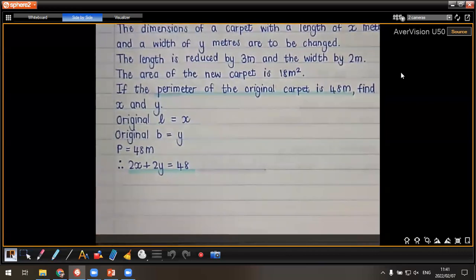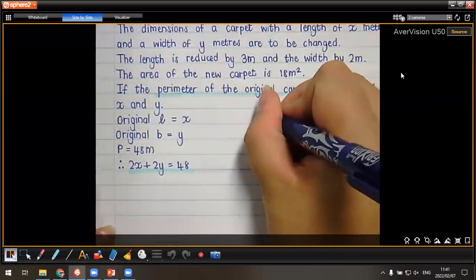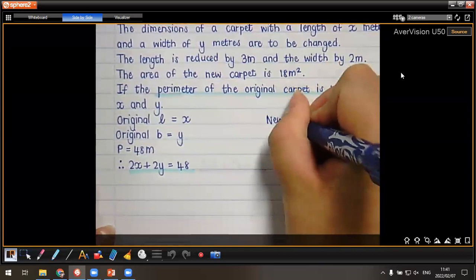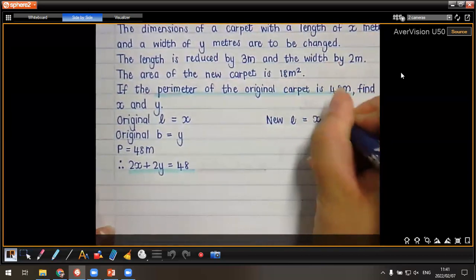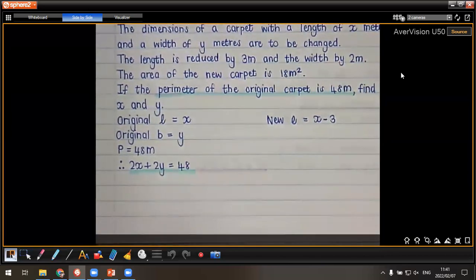Now what is x when you reduce it? Well, what is the length when you reduce it by 3? It's going to be x minus 3, okay? When you're reducing it, you're taking away. So you're making it 3 meters shorter. So I'm going to write here the new length is going to be the original one minus 3. I hope that makes sense, right? It's reduced by 3 meters.